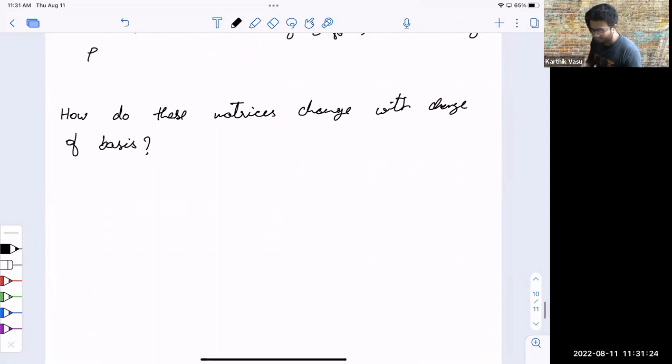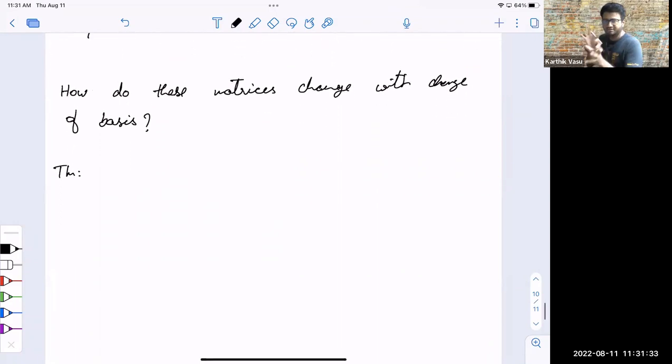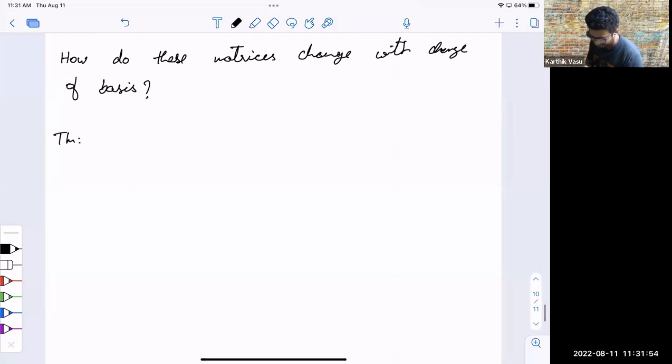I'll not say what it is. It's a theorem. The best case scenario for us is if I change the basis and this matrix of 2-forms did not change. Then I could locally define this matrix for this open set, another matrix for another open set, and because on the intersection they are the same, I can define something global. But that is not the case, unfortunately.